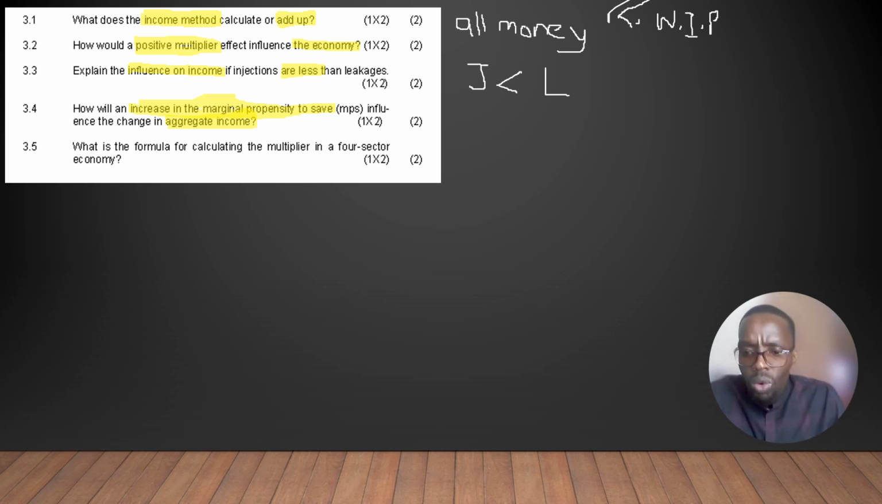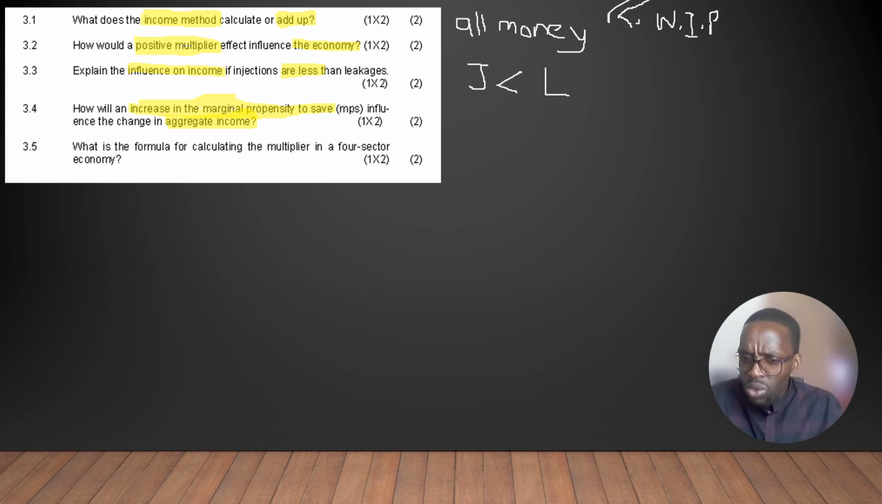So what we need to understand, learners, remember, every time our savings increase, they have a tendency of reducing the amount of money that is going to be spent on demanding goods and services. So its effect is, if we have an increase in MPS, it results in a decrease in the aggregate income of the country, because the people are not going to spend the money, but they are going to be using the money to store it and use it on a later date.